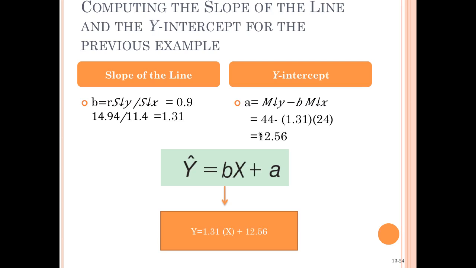And you always have to calculate your slope before your Y-intercept, because you need your slope to plug into the Y-intercept formula. So you just subtract the slope times the mean of X from the mean of Y, and that gives you a Y-intercept of 12.56. And then you can plug it into your generic formula for the regression equation. And 1.31 times X plus 12.56 is your regression line.